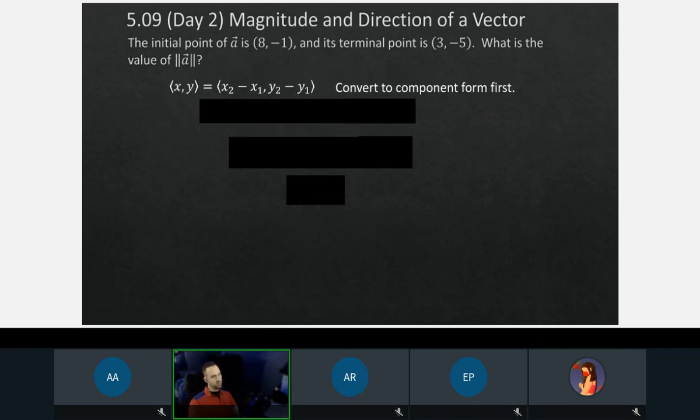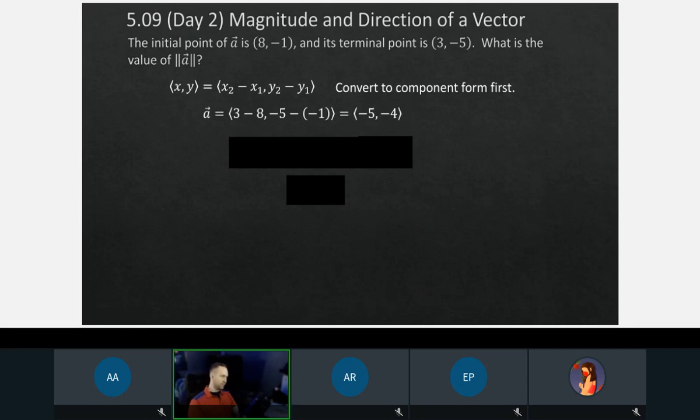So you first need to convert to component form using that equation. And make sure you plug it in right. So initial point and terminal point, make sure you plug in x sub 1, x sub 2 correctly. Remember your x sub 1 and y sub 1, that's your initial point. X sub 2, y sub 2 is your terminal point. So that's your first step, converting it into component form.